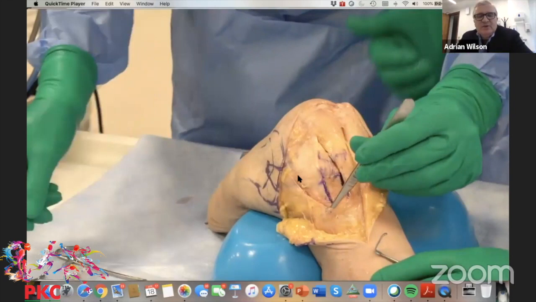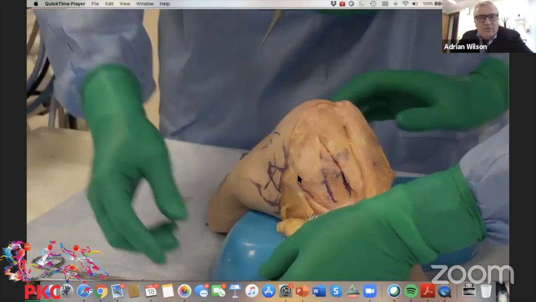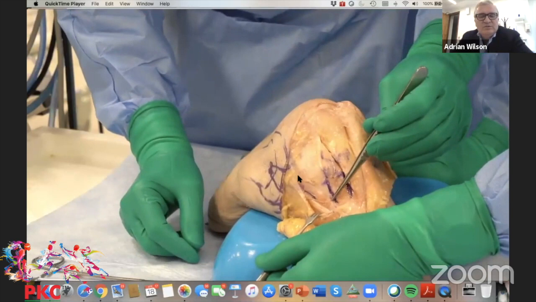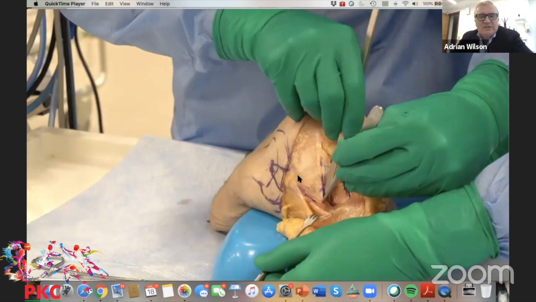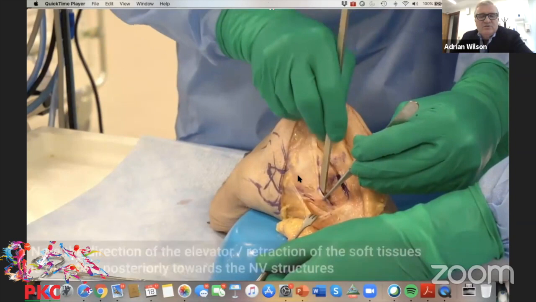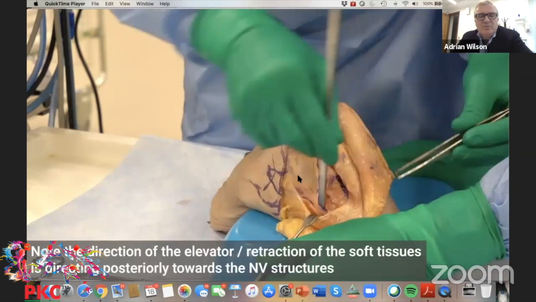Now let's have a look at the traditional approach to how we would release this MCL. So here's the MCL. And normally what we would do is we would come in from the front and start to dissect down the back, and we would release it a little bit like we do in a TKR, scratching the periosteum to release the MCL. And that would give us access to the back of the tibia. But look at the angle. Look at how we're fighting with the soft tissues to get round the corner.